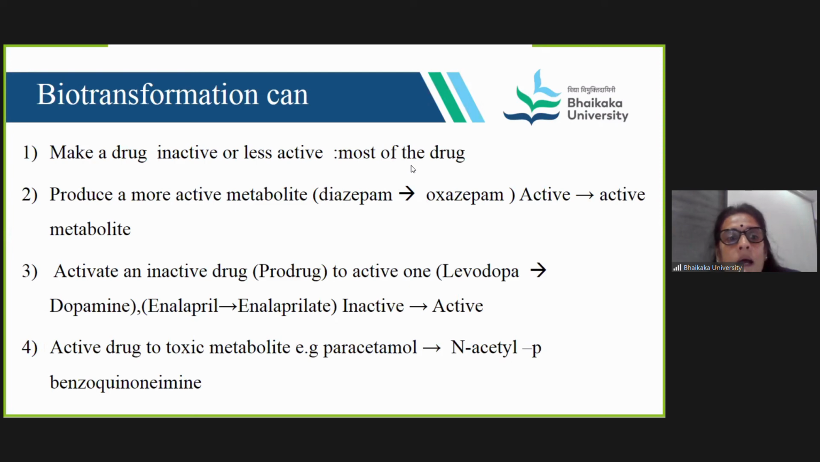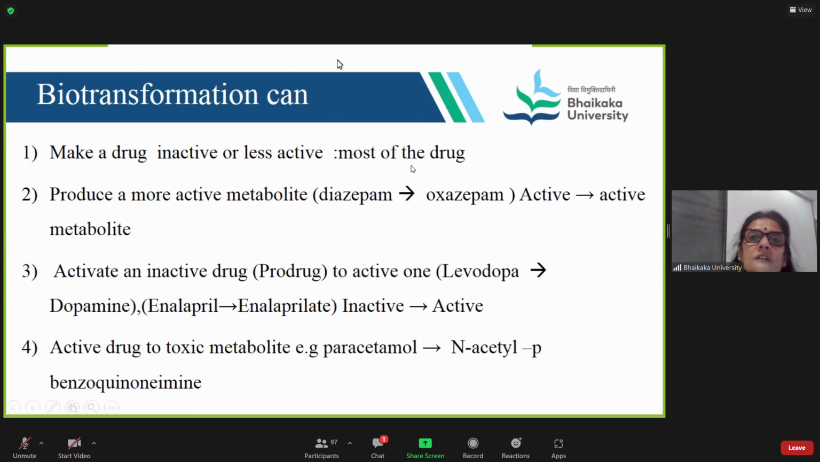Levodopa can produce dopamine, which is the active one required for some purpose. You know that levodopa and this dopamine is the drug of choice for patients suffering from, you must have studied in physiology, where is levodopa required? In Parkinson's disease, right? So levodopa is a prodrug and it produces an active metabolite, which is called dopamine. And dopamine deficiency can lead to Parkinson's.